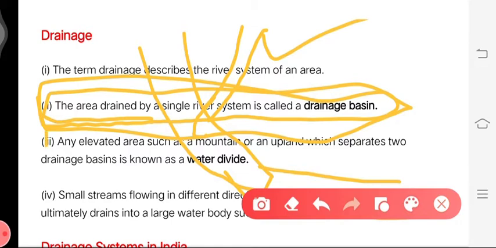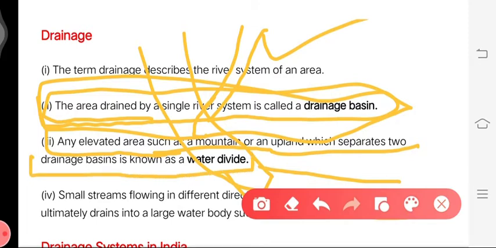And third point, an elevated area such as a mountain or an upland which separates two drainage basins is known as a water divide. It means that an upland or a mountain which divides one stream into two is known as a water divide.